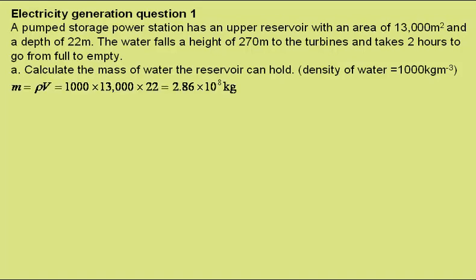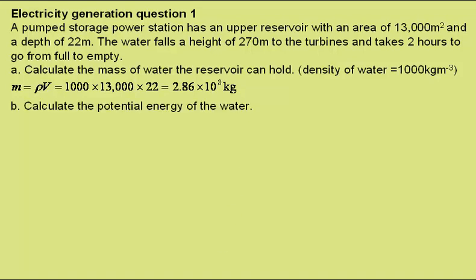Well, mass is equal to density times volume. The density we're given here is 1000 kilograms per cubic meter. The volume will be the area of 13,000 square meters times the height of 22 meters, giving a mass of 2.86 times 10 to the 8 kilograms of water.